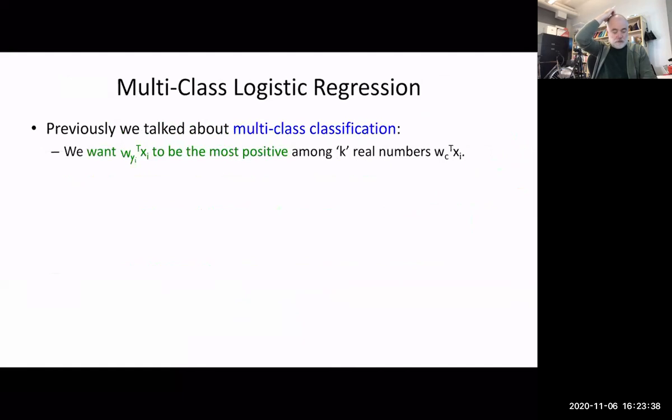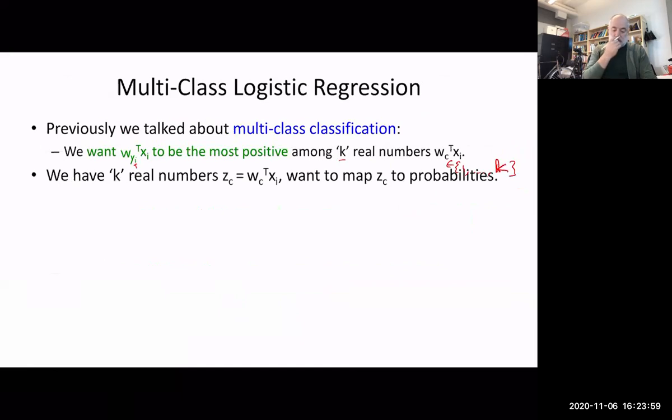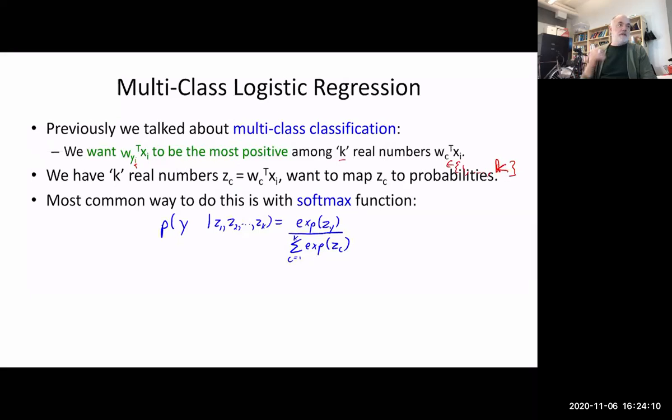Okay. We could do the same thing for multi-class logistic regression. We talked about multi-class classification, where we wanted the linear model output for the true class label yi to be the most positive amongst k real numbers, where c is in 1 to k, right? So if you have k real numbers, which are the outputs of each of the linear models, we want to map those to a discrete conditional probability distribution. A very reasonable thing to do is use the softmax function.